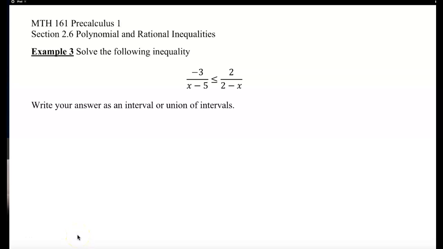This is a third example of solving rational inequalities for my Math 161. Ooh, we have this on the right side. I'm going to move this to the other side so that we can have 0 on the right side of the inequality. That was the goal for every problem that we've been doing. So that's how we get started first.